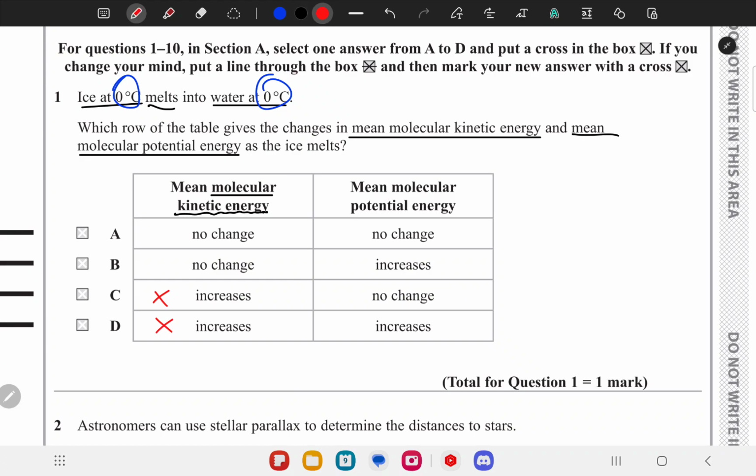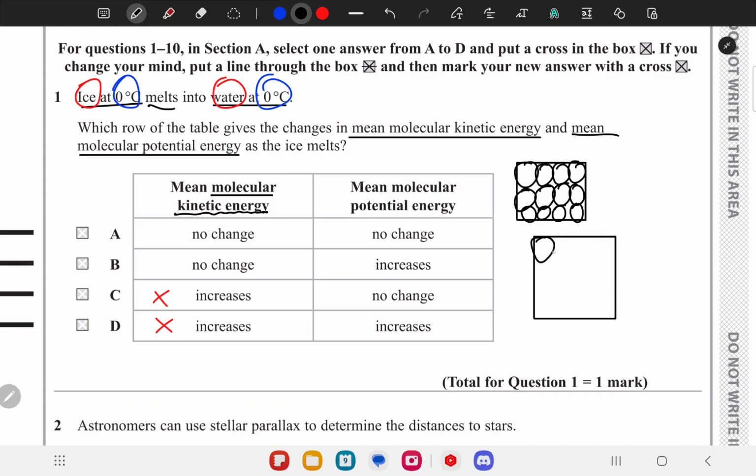Now, for ice to melt to water, the potential energy of its structure has to increase, since ice has a closely packed structure, while water doesn't. So to cause this change, we need to increase the potential energy. So this and this. So B is our only option.